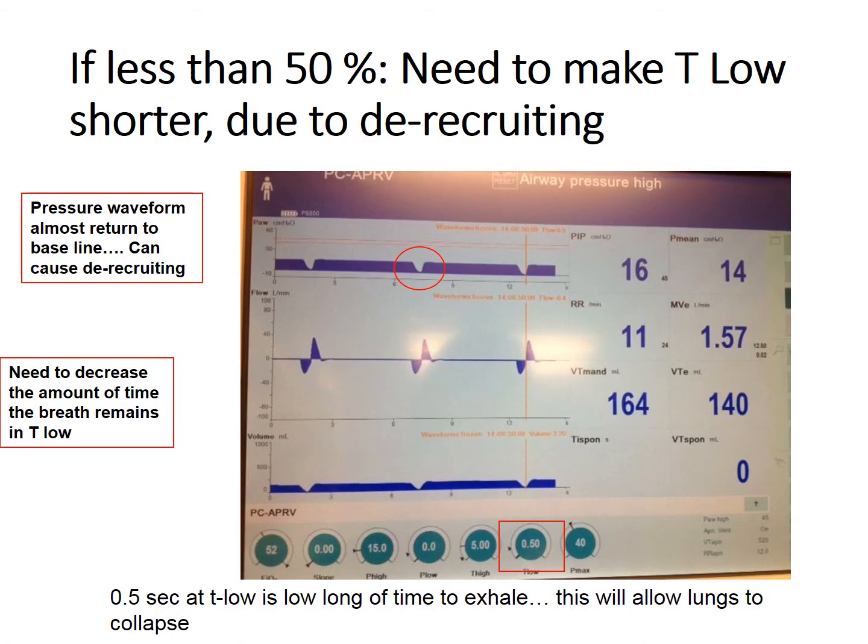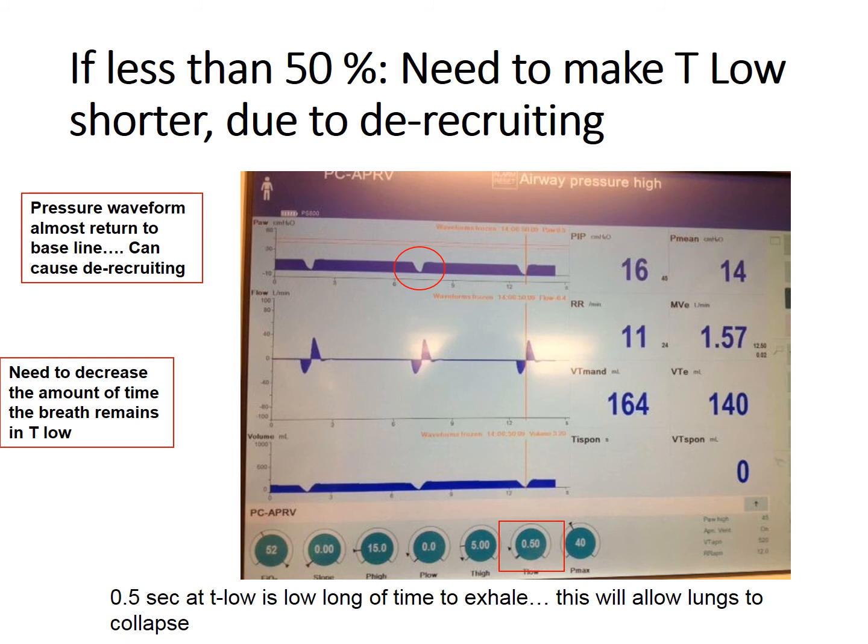Taking a closer look at a Tlow that is too long, we see in our pressure waveform that it's almost to baseline. It's a little hard to see, but we're getting really close to baseline. So we're going to need to decrease the amount of time that this breath remains at Tlow. If we look on our flow graph, you can actually see that clip. You probably don't even need to measure this one. You can tell right off the bat that it's too long. We'll need to make some adjustments.